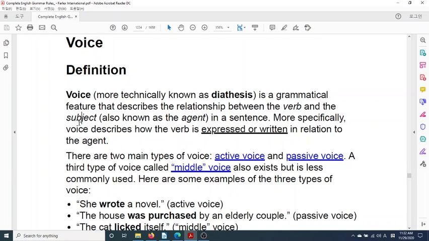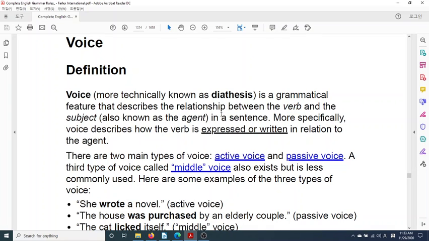Well, think about a normal sentence in English or even in Korean, right? I ate pizza, right? What's the subject? Well, I am the subject, right? I'm the agent. I'm the one eating the pizza, all right? What's the object? The pizza. And what's the verb? Ate, right? I ate pizza. Pretty straightforward.